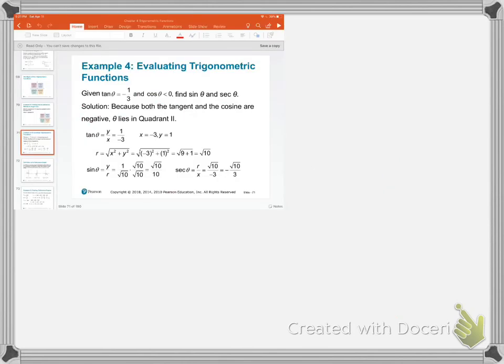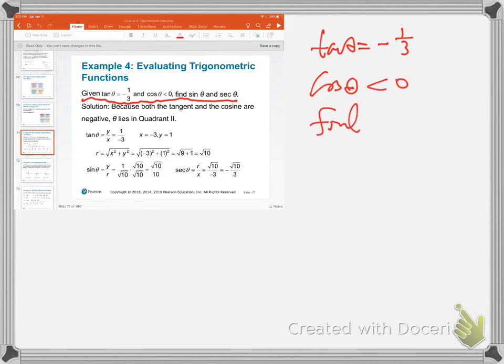A harder example. We are given tangent is -1 over 3, and cosine theta is less than 0. We want to find sine theta and secant theta. So let's just find sine theta. Secant theta is just flipping the cosine, right? Again, we need to know where the terminal side is. Here they said the terminal side is in the second quadrant by using a table. But I don't want to use the table. I will explain how to find that the terminal side is in the second quadrant.